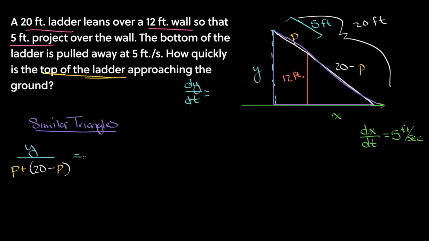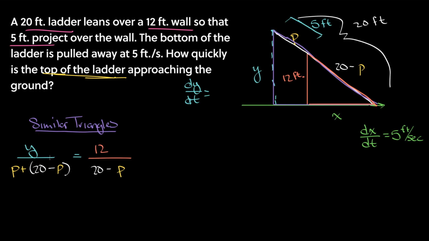And then if we're going to use similar triangles, the other triangle that we're going to be relating to is the smaller one. And I'll just keep that in orange here. That's going to be this smaller triangle. So that's going to be, again, under similar triangles, 12 over its hypotenuse, which is 20 minus p. So this is 12 over 20 minus p. All right.